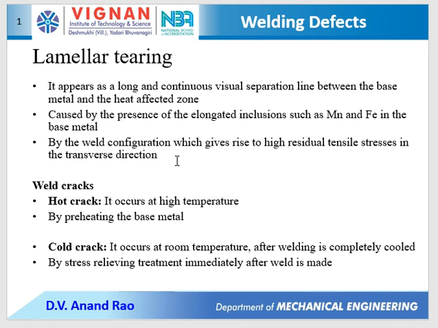These weld cracks are basically two types. First one is hot crack. It occurs at high temperature and can be prevented by preheating the base metal. Next weld crack type is cold crack. It occurs at room temperature after the weld has completely cooled. This type of crack we can eliminate by stress relieving treatment immediately after the weld is made.